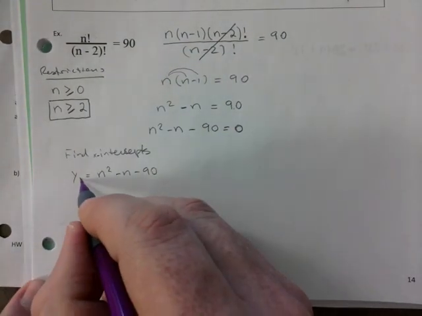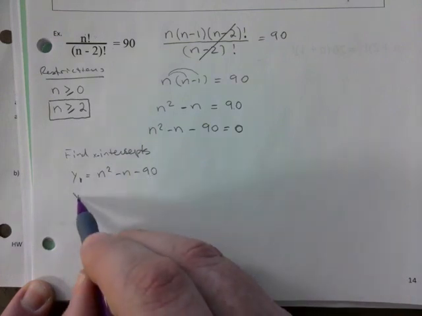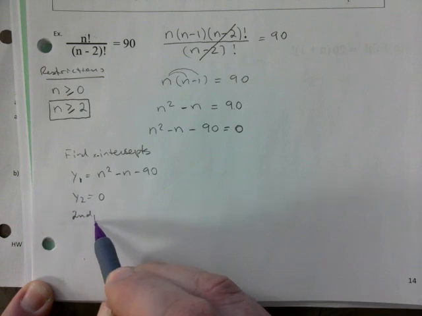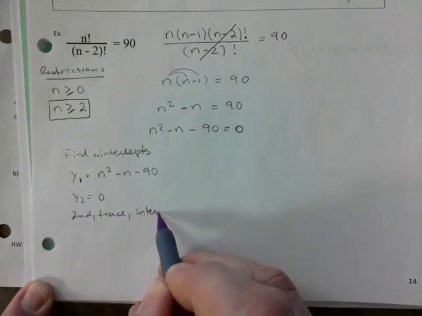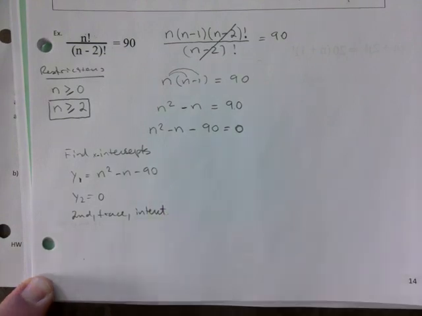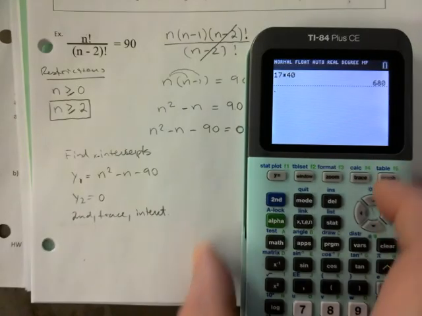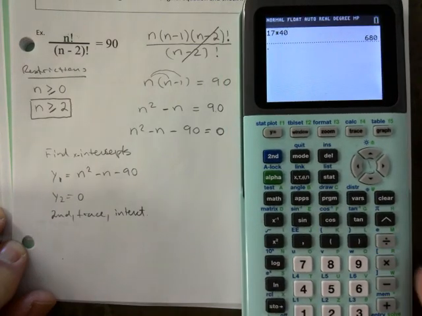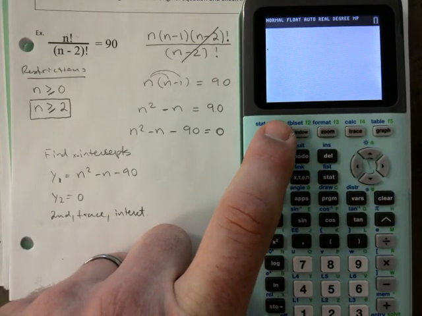So y1, and our first y equals in our calculator, we're going to enter this, and y2 is equal to 0. Then we're going to go second, trace, intersect, which is the fifth option. So here's where you grab your calculator. And if you're new to this, I might have to spend some time with you to figure this out. So basically you want to press y equals.